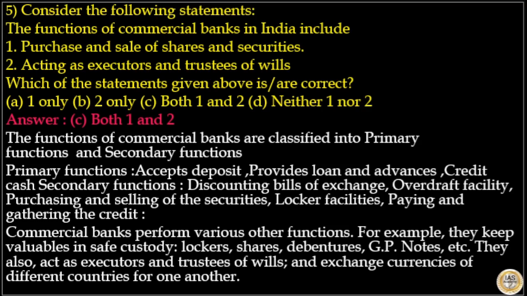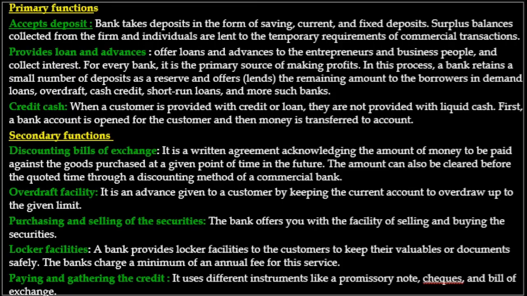Commercial banks perform various other functions. For example, they keep valuables in safe custody, that is, lockers, shares, debentures, GP notes, etc. They also act as executors and trustees of wills and exchange currencies of different countries for one another.